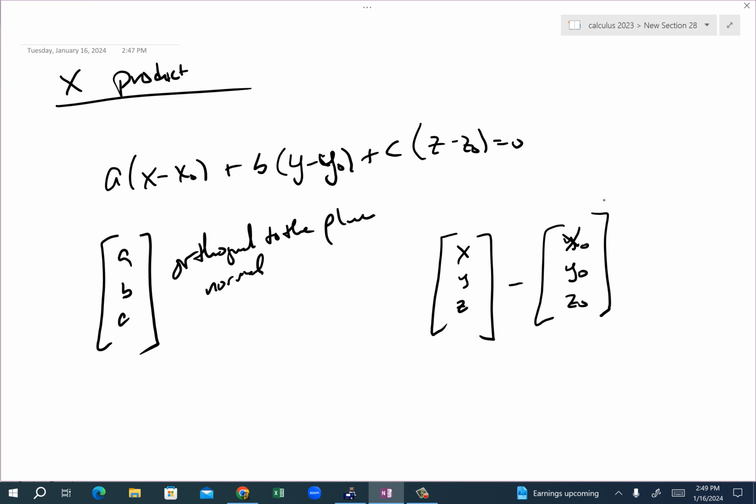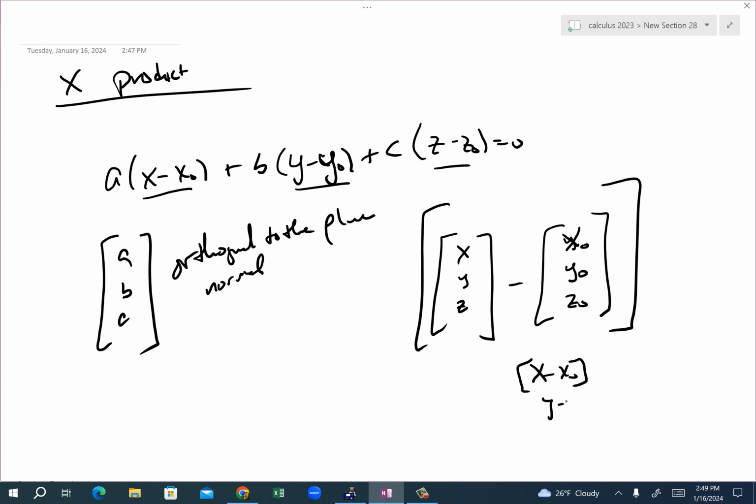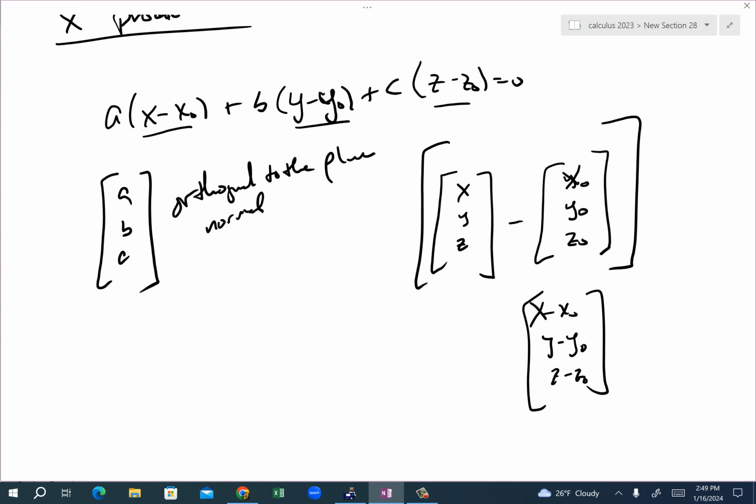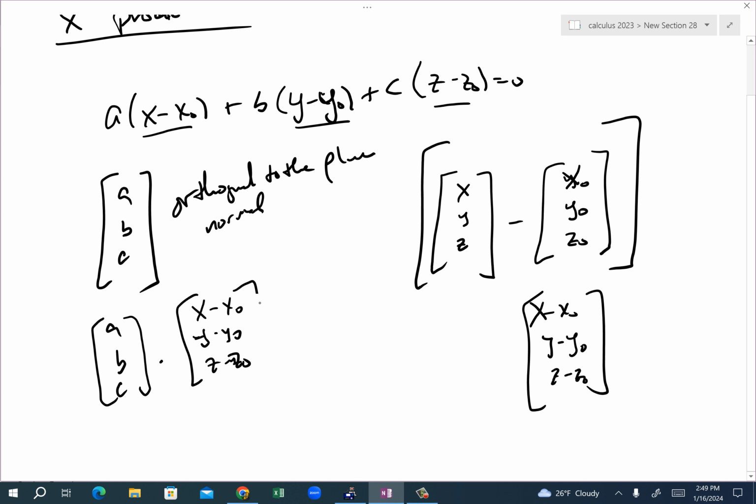Okay, so this minus this becomes this guy, this guy, this guy. In other words, if I subtract those two vectors, I get a third vector that is x minus x naught, y minus y naught, z minus z naught. And so what you actually end up with is you take a, b, c dot this vector here, x minus x naught, and this is all again covered in section 4. But you can do the same way.